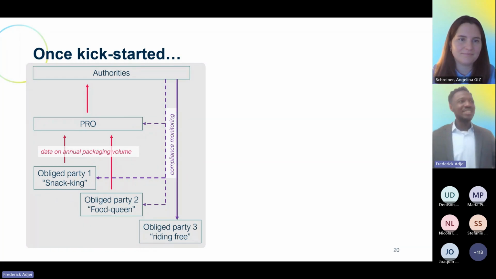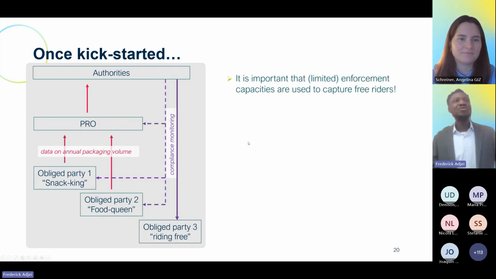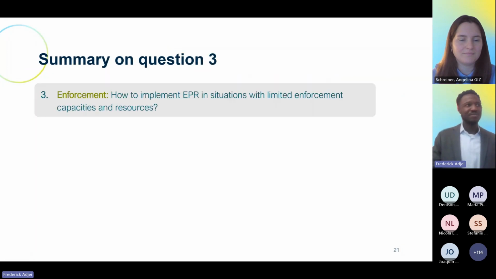So it's important that in this scenario, you focus your limited enforcement capacities to capture free riders. Of course, we don't say ignore the Snack King and Food Queen, but know where to put your energy at least. Support those who are complying and really focus your limited enforcement capacities on free riders.